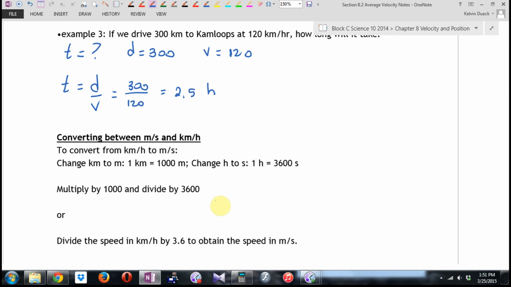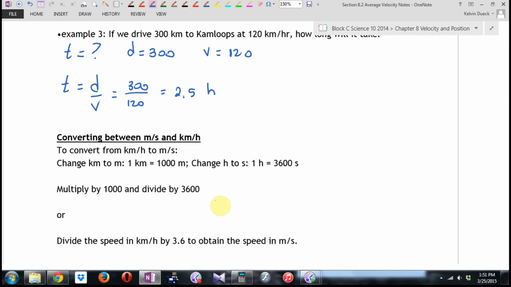Sometimes you're going to need to change from kilometers per hour to meters per second. How do you do that? First, you change the kilometers to meters. 1 kilometer is 1,000 meters. Then you change the hours to seconds. It turns out 1 hour is 3,600 seconds because it's 60 minutes and 60 seconds in 1 hour, so it's 60 times 60. And then you multiply by 1,000 and divide by 3,600.